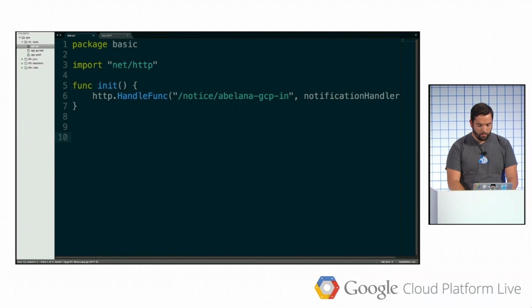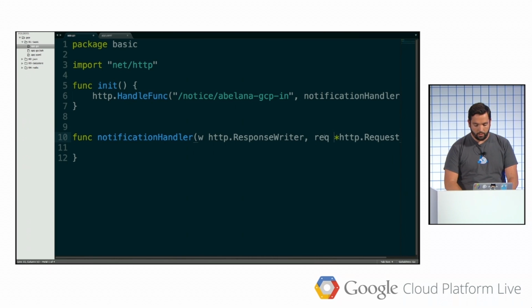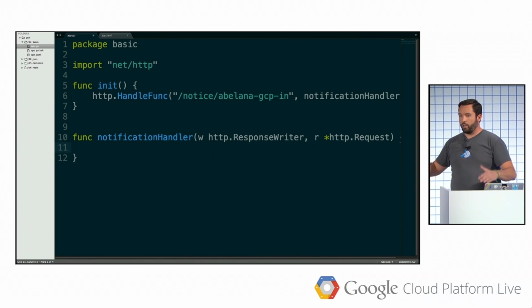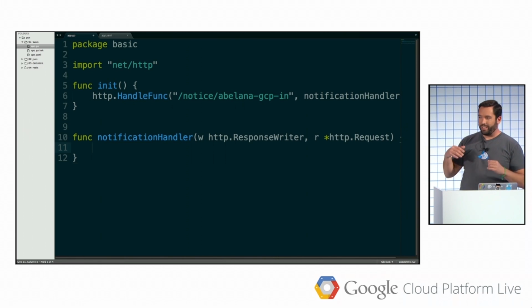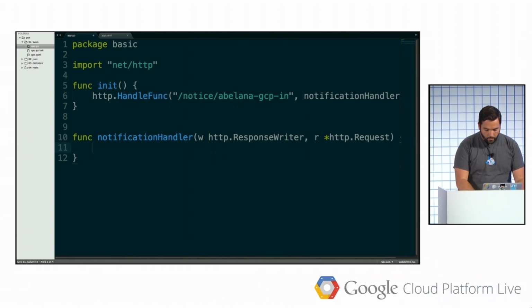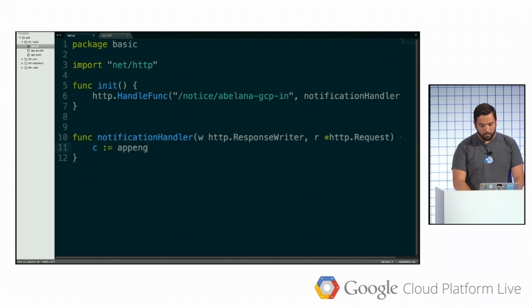Cool. And now I need a notification handler, which is a function that will be executed every single time. And for now, I'm just going to log whatever I receive. I don't know exactly what I'm getting, so I'm just going to log it. To log, the first thing that you need is an App Engine context.